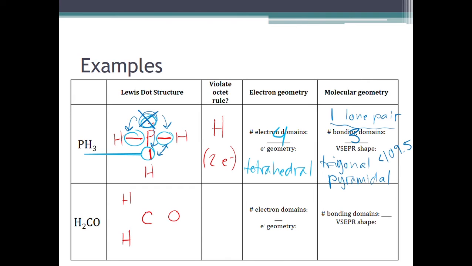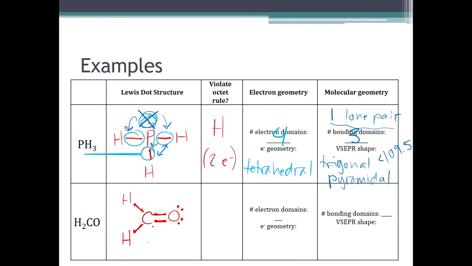Then we can draw our Lewis dot structures, with carbon having 4 valence electrons, and each hydrogen has 1 valence electron. And oxygen has 6 valence electrons. So then we'll connect the dots and we get a bond right here, a bond here, a bond here, and a bond there. So 2 single bonds to hydrogen and a double bond to oxygen.